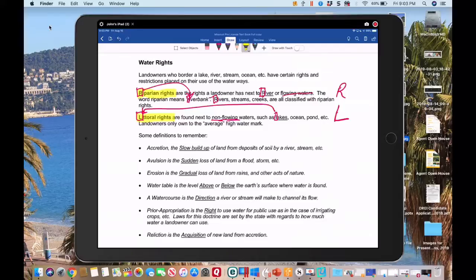Now, accretion, you will notice, is the slow buildup of land. Avulsion is the sudden loss of land. And erosion is the gradual loss of land. It is very important for you to know these definitions, because they will use sometimes one or two words in a problem, and if you do not know what the words mean, it's going to be challenging to answer the question.